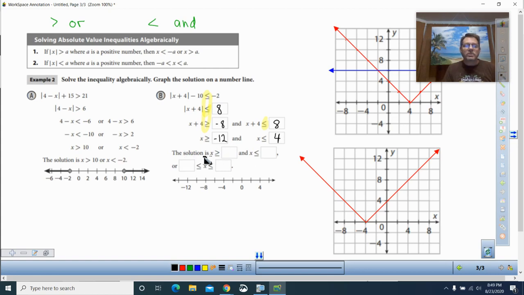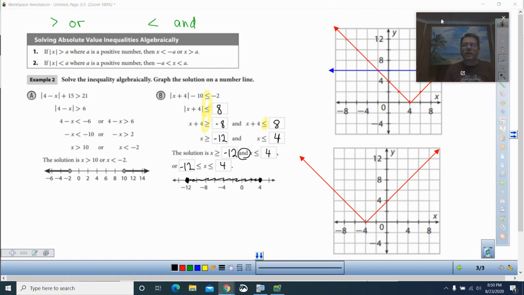Okay, so the solution is x is greater than or equal to negative 12 and x is smaller than 4. Okay, so it's going to be between. And how you could write that as an inequality, you're going to write the negative 12 first, and then the 4 over here, and then you could graph it, and these have equal to, so you would put a nice closed dot at negative 12, a nice closed dot at 4, and then you would shade in between. So that's how we would do it algebraically.